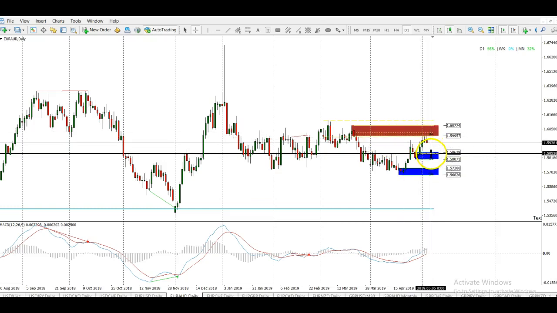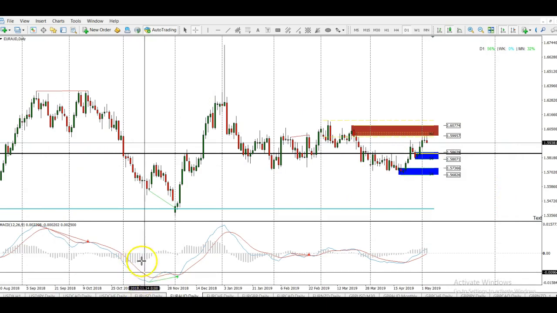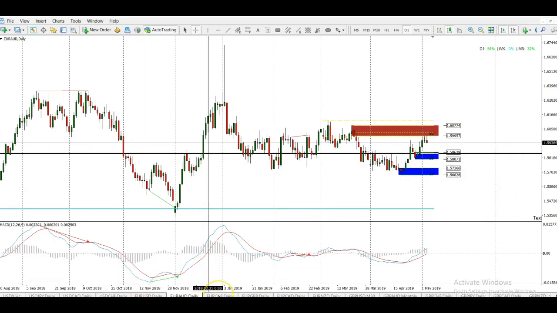Okay, so you can see how it happened. Hit this zone, moving back down, and this is the zone that caused this high. So expect this to start dropping towards 158,600. That's another 100 pips.